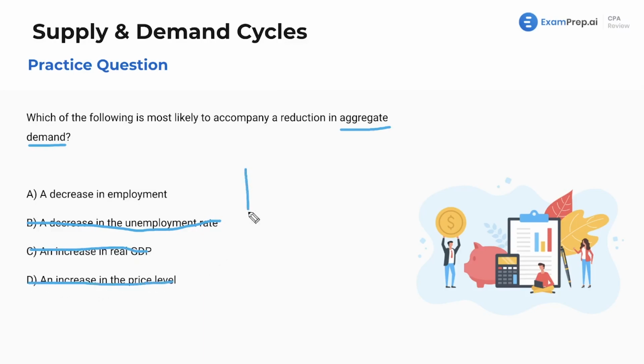And I'll draw it for you. So this is going to be our aggregate demand curve. Right here, this is AD, aggregate demand. This will be an explanation for C and D, why those are incorrect. And this is the general price level, and this is general GDP.